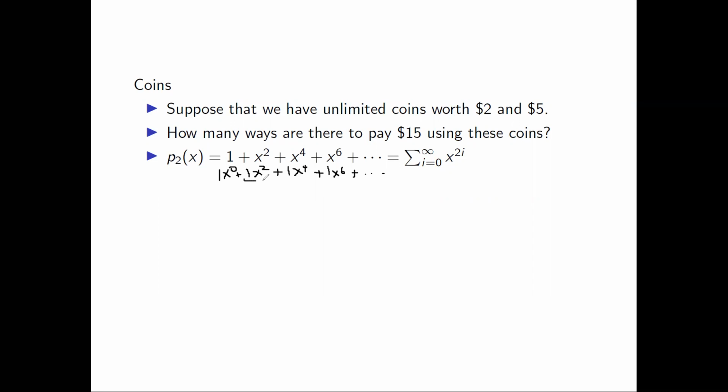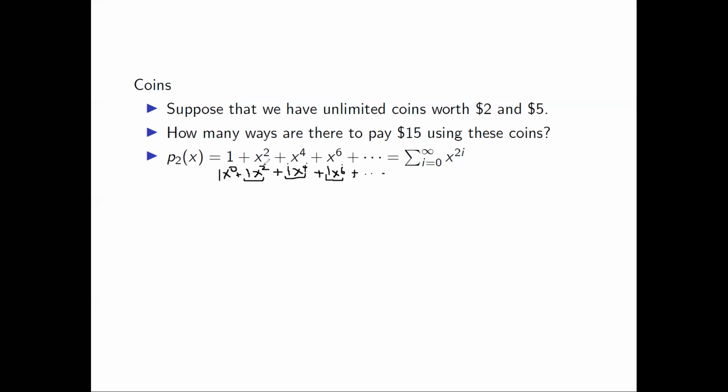The term 1 times x squared says that there's one way to make $2 using the $2 coins, just by using a single $2 coin. This term says there's one way to make $4 using these $2 coins, and that's by using two of them. This term, there's one way to make $6 using the $2 coins. Just use three $2 coins. It keeps on going like that.